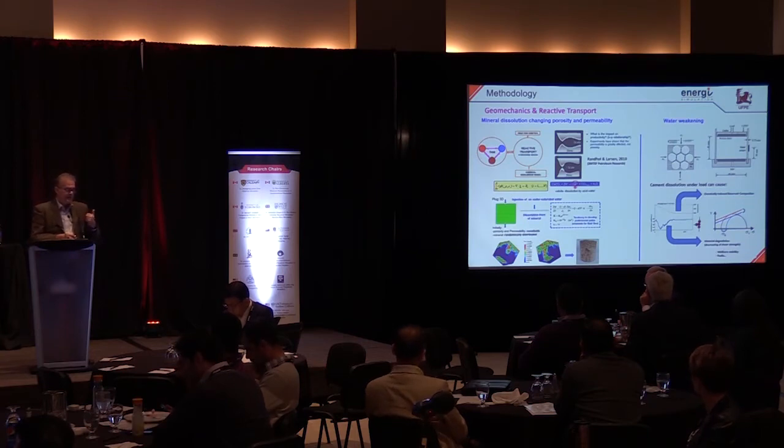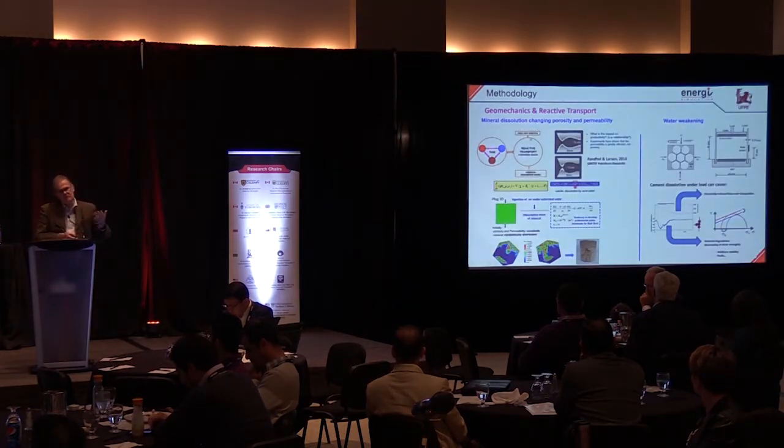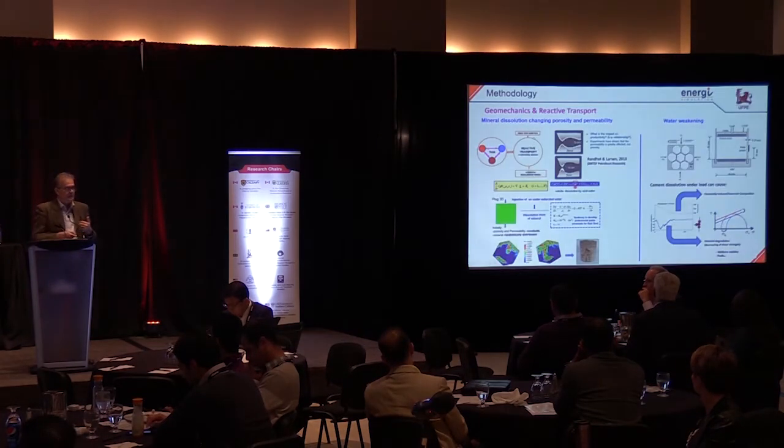Chemical reactions can be fast, so we use a chemical equilibrium model, and some reactions, dissolution and precipitation reactions, can also be slow, so we also have to incorporate kinetics in our geochemical model.